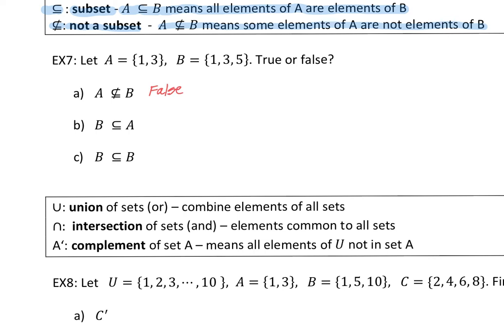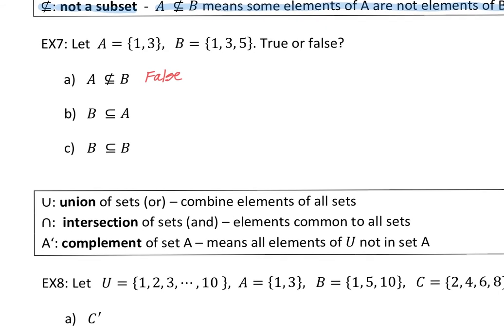Part B. B is a subset of A. Well, order matters here. Is everything in B also in A? And the answer is no. The element 5 is in B, but 5 is not in A. So this is false.